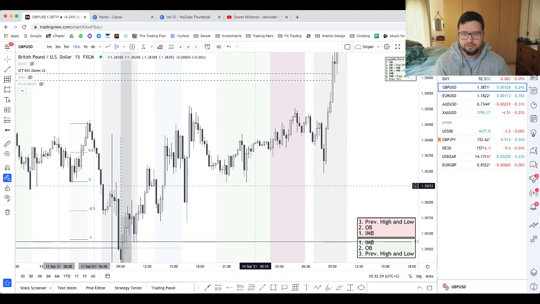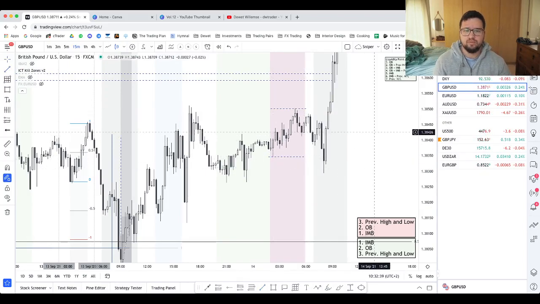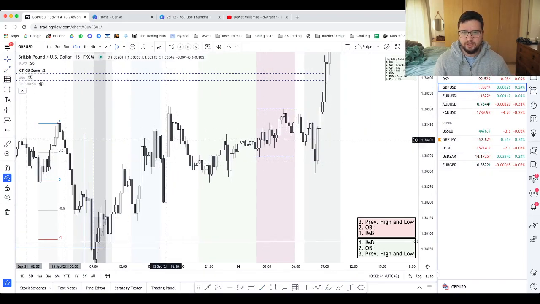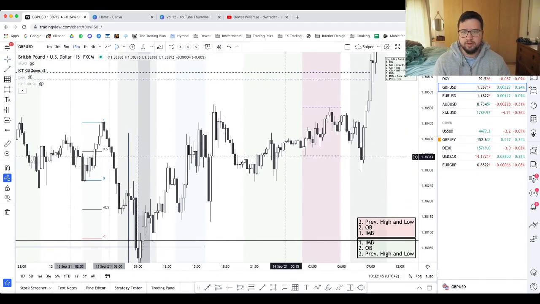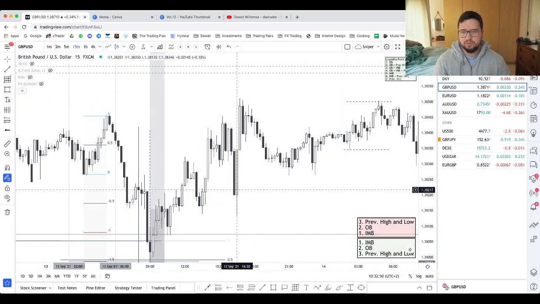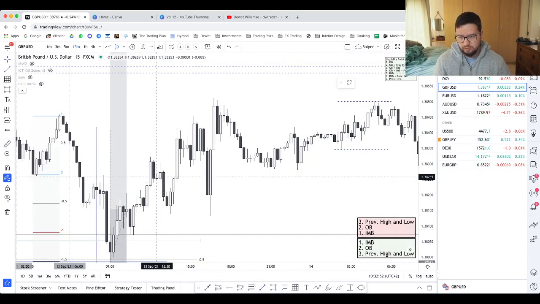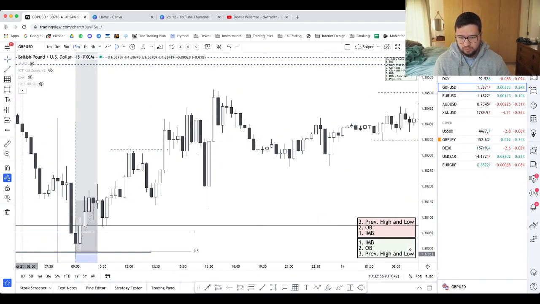We have, not sure about the screen, but we have our new Asian high, Asian low, and then we're just following continuations. Oh, what I wanted to say is, oh, I remember now. It's a bit out of the session timing, but we have a structure break. We have our order block here.